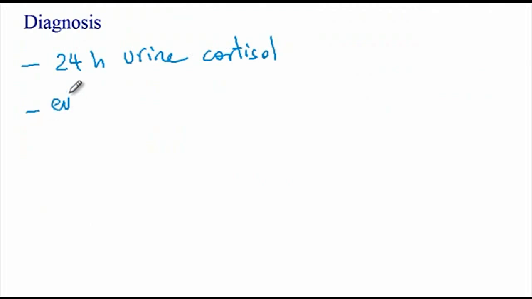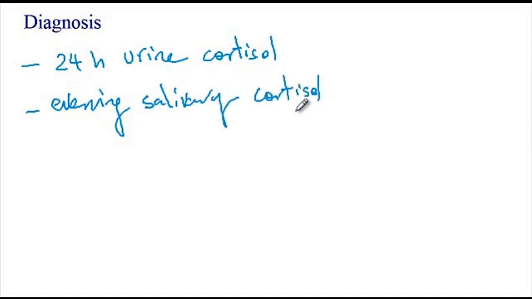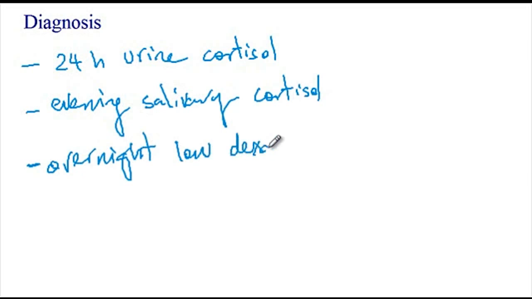And then as for the diagnosis of the Cushing syndrome, you can order 24-hour urine cortisol levels. You can check for evening salivary cortisol, or you can check with the overnight low dose dexamethasone test, and then check the morning level of the cortisol. And if it's high, then it's confirming the diagnosis of the Cushing syndrome.